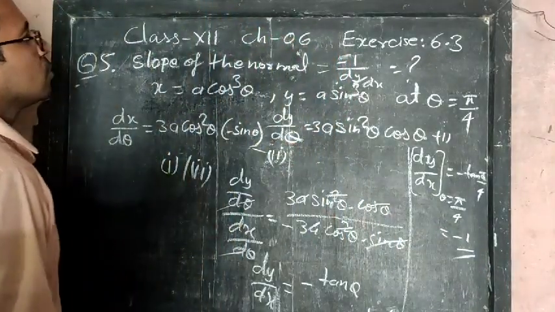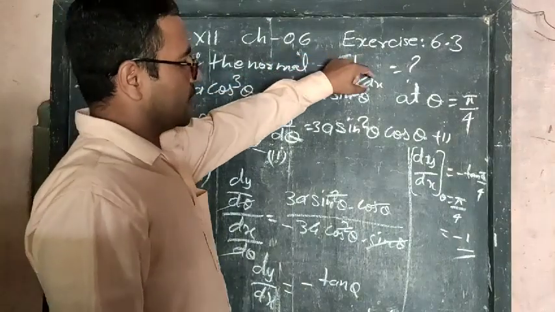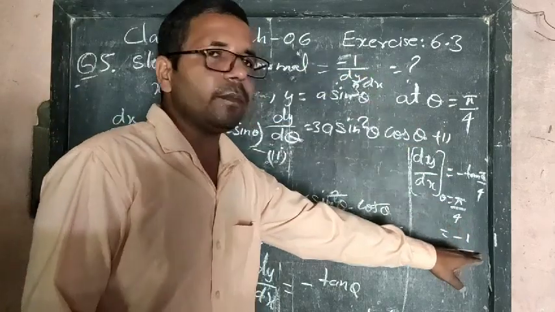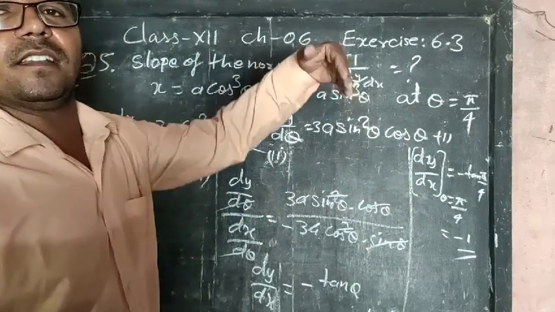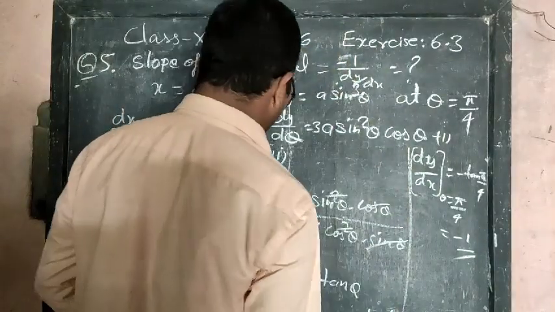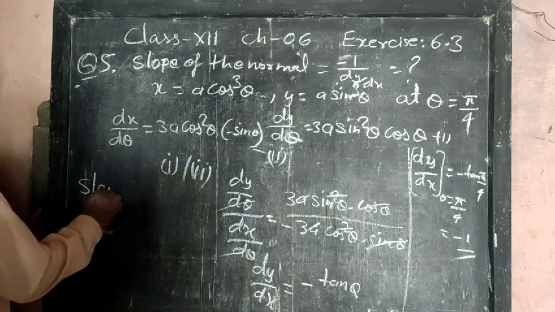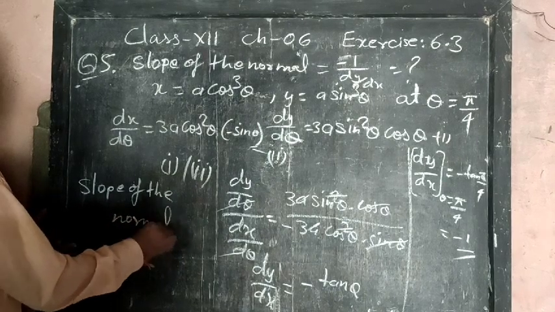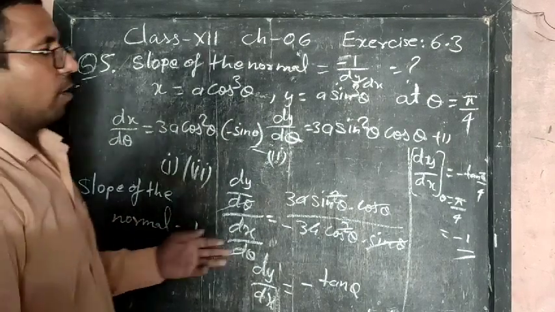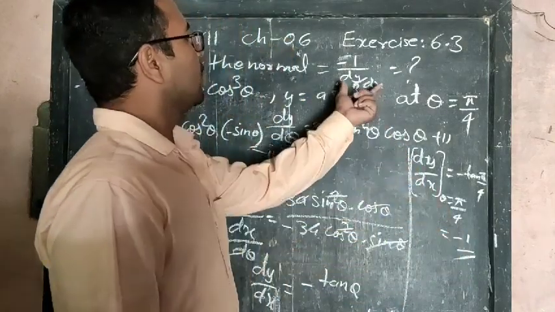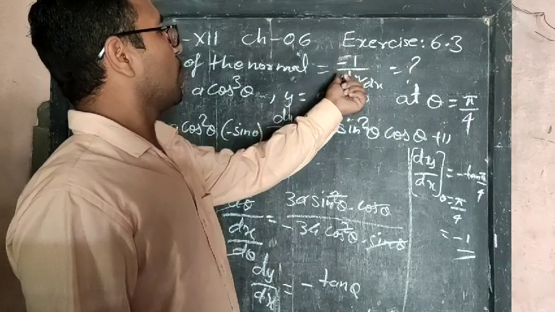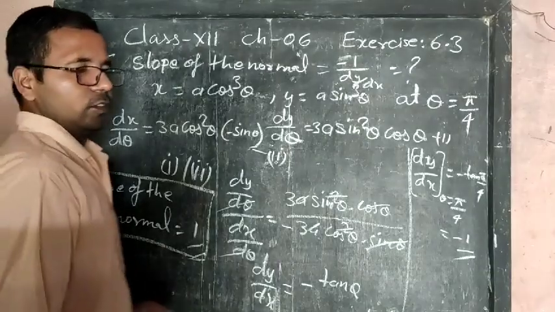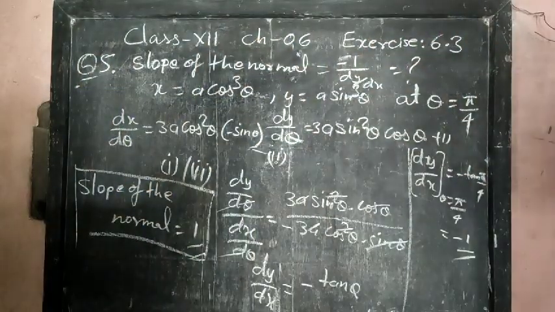So now students, we have got minus 1 for dy by dx at theta is equal to pi by 4. So minus 1 upon minus 1 is equal to how much? 1. So slope of the normal we are getting is 1. As we have got dy by dx as minus 1, putting this value, slope of the normal minus 1 upon minus 1 gives plus 1, as we have written here. Slope of the normal is 1. So this much is our answer.